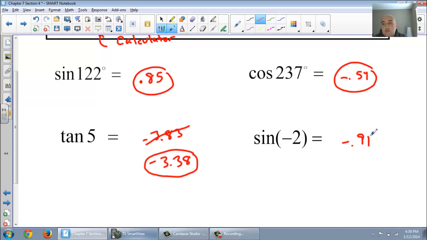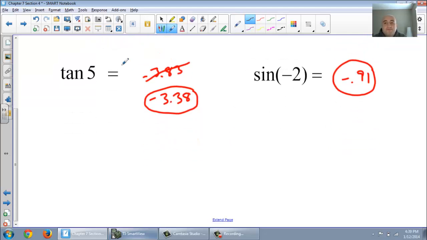Now, what happens if they asked you to do this problem? Let me just make one up here: tangent of 3 pi over 4. Is this degrees or radians? Hopefully you recognize that that's radians. You can still do this on your calculator.